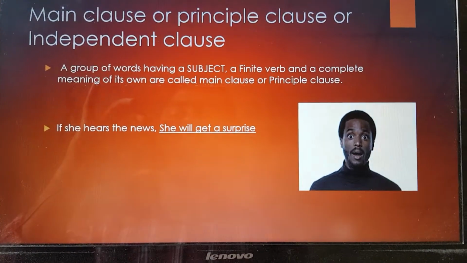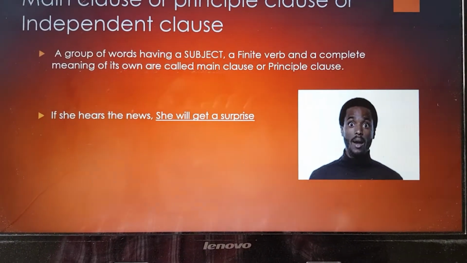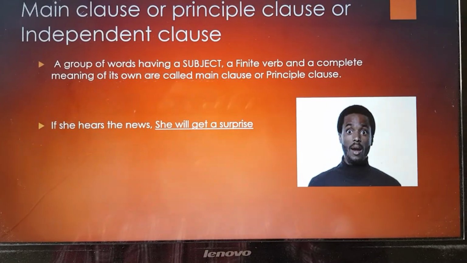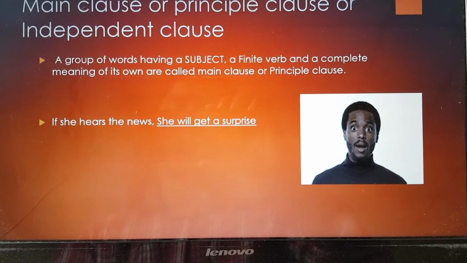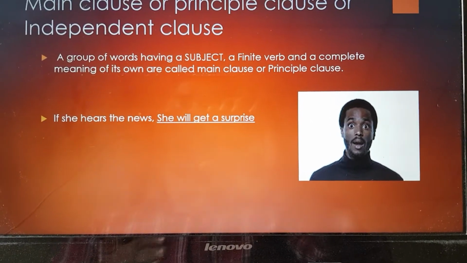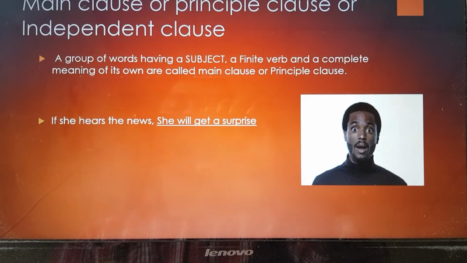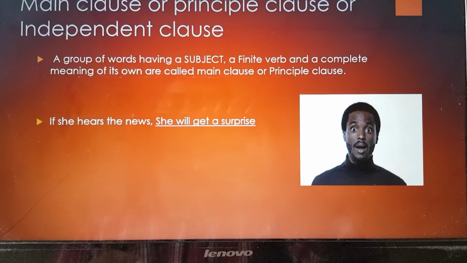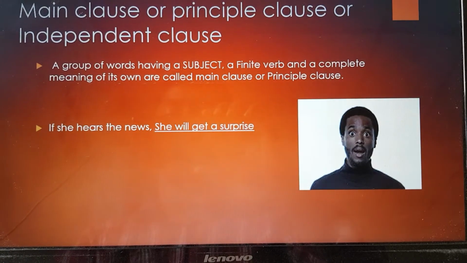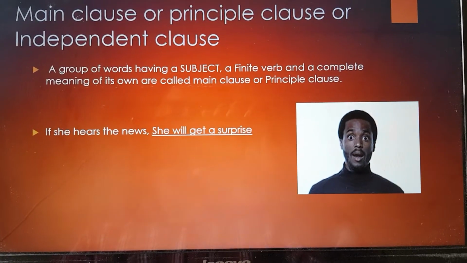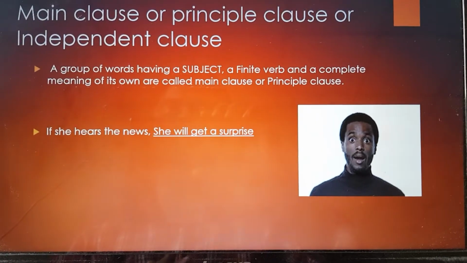For example, if you look at this example: if she hears the news, she will get a surprise. So what is the main clause over here? She will get a surprise is the main clause, because it stands alone, it stands independent and it gives a complete meaning. Whereas if she hears the news is not a main clause, but a dependent clause, because it needs to be completed. If she hears the news, what happens to her after listening to the news?